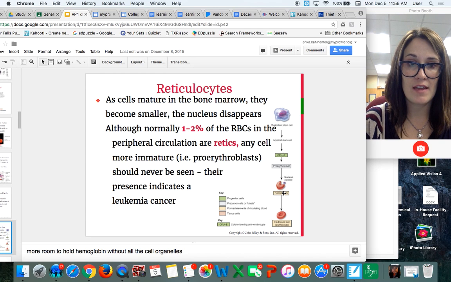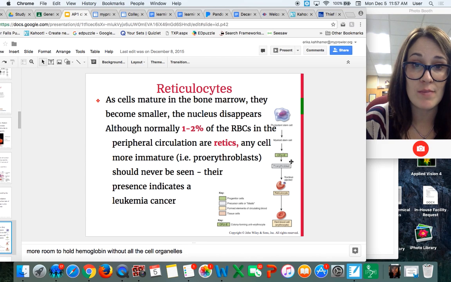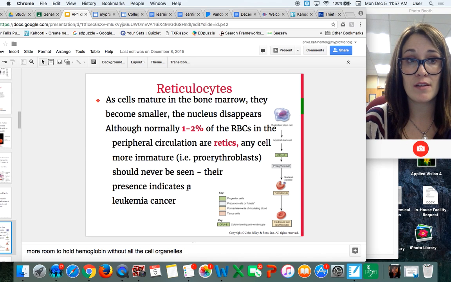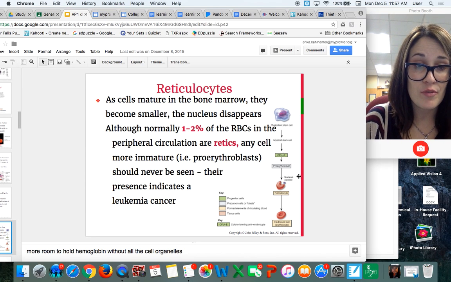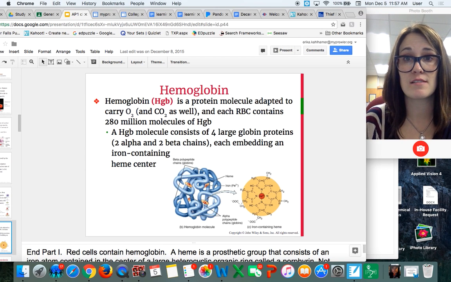So they'll count that. If they find too many of the pro-erythroblasts, these really immature ones, you should really never see those there. That could indicate leukemia, a type of blood cell cancer. So lab techs have to look for certain percentages of all these erythroblasts, reticulocytes, and red blood cells to indicate or diagnose certain diseases or problems.